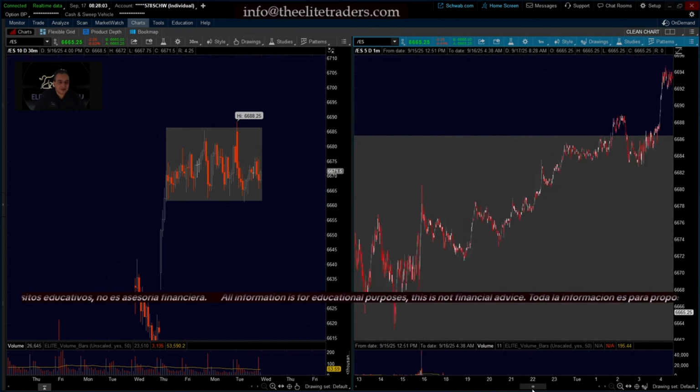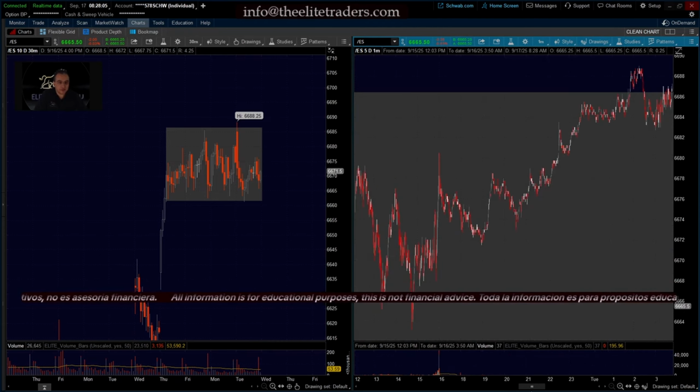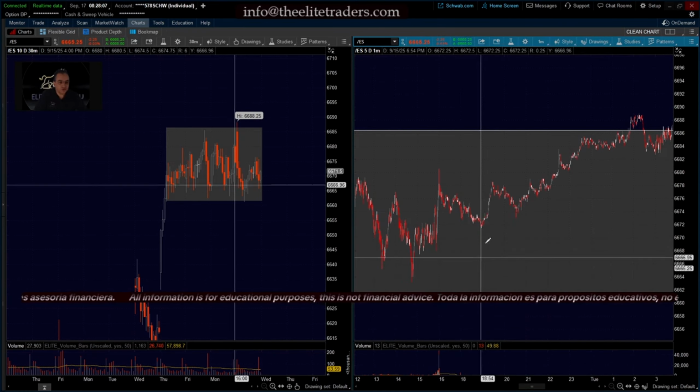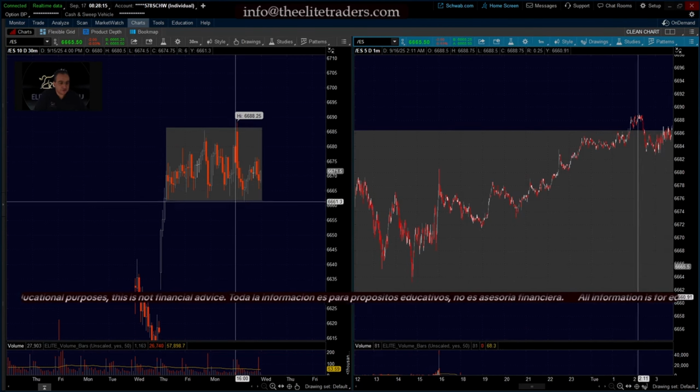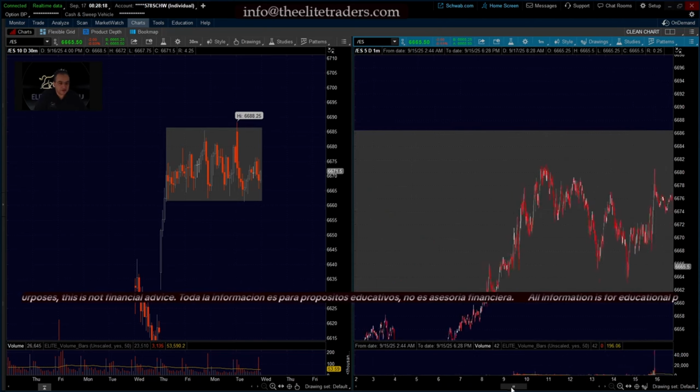So if you're a scalper, this is going to help you to know where your ranges go. So it's not just going to be about trading from the middle of the box or the middle of the range. You should just be trading from the top to the bottom to the top. Context is everything in the market.